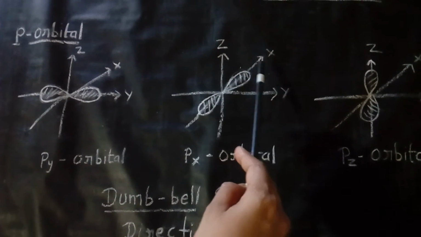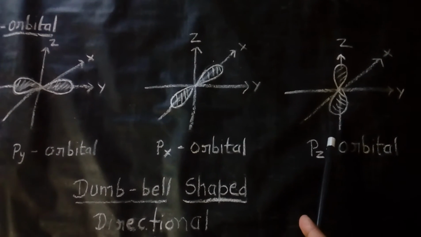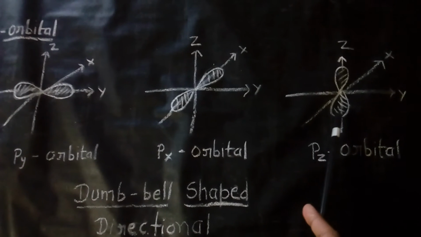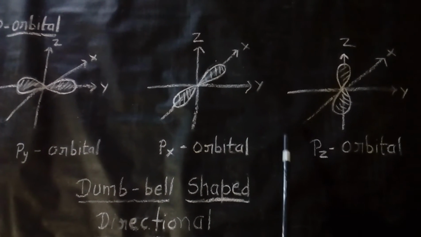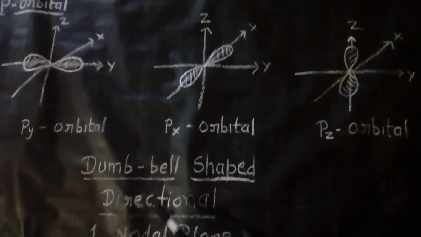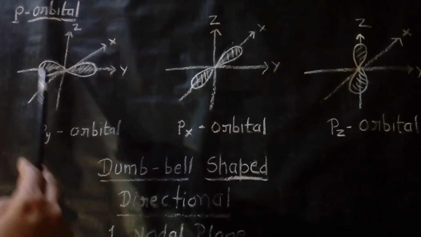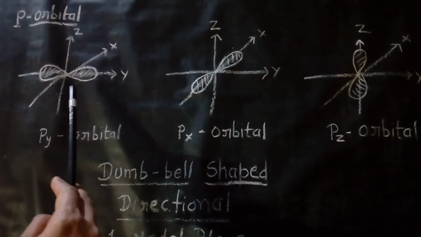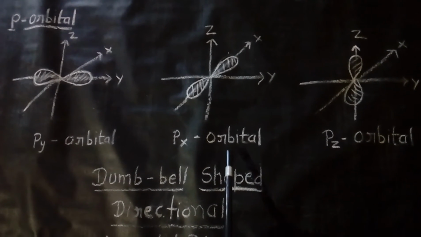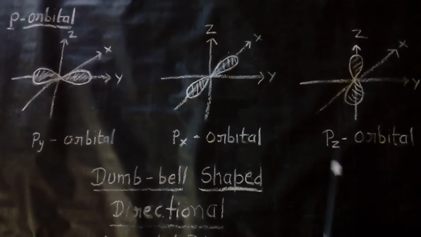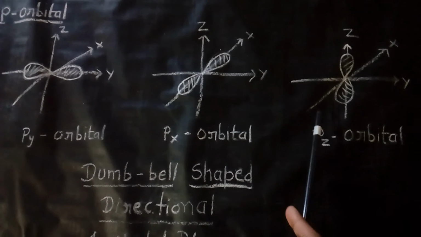Its lobes lie on the x axis. In pz orbital, the electron density is present in the z direction. Its lobes lie on the z axis. Each of these possesses one nodal plane. For example, in py orbital, the nodal plane is present in the zx plane. In px orbital, the nodal plane is present in the yz plane. In pz orbital, the nodal plane is the xy plane.